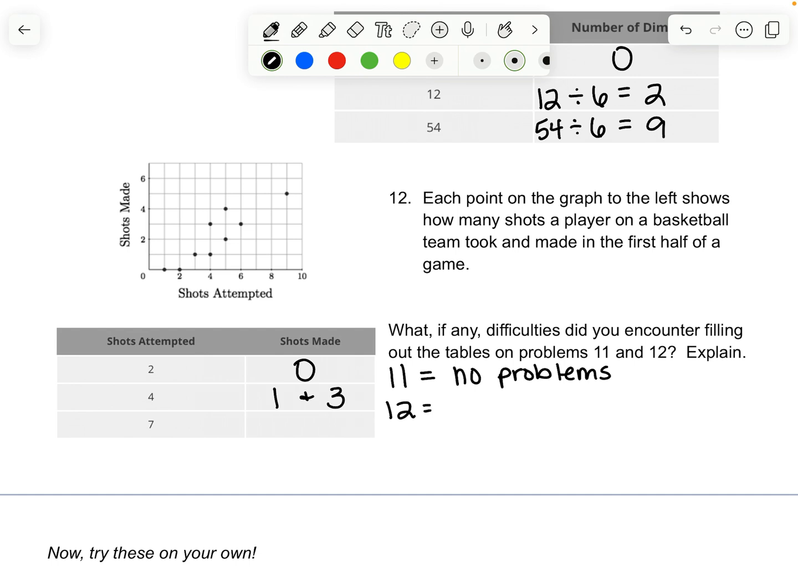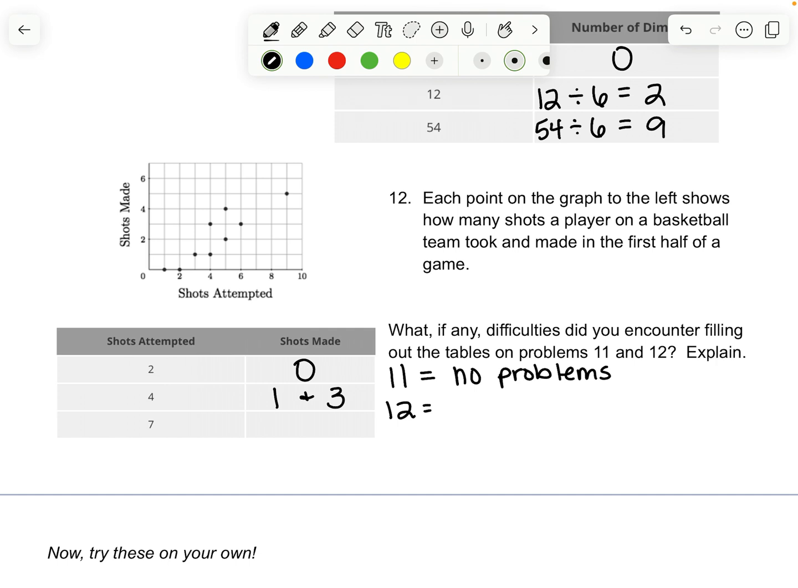But for number 12, though, for number 4, there were 2 dots, so I had too much information. Again, you cannot have more than 1 output for your input. The input is the amount of shots attempted, and the outputs are how many that were made. Because 4 was my input and it cannot have 2 different outputs, it made it difficult to realize what to put into my table. Then for 7, it wasn't even marked on my graph because there were no, my apologies, I am blanking. For 7 shots attempted, there were no points to indicate that any were made.